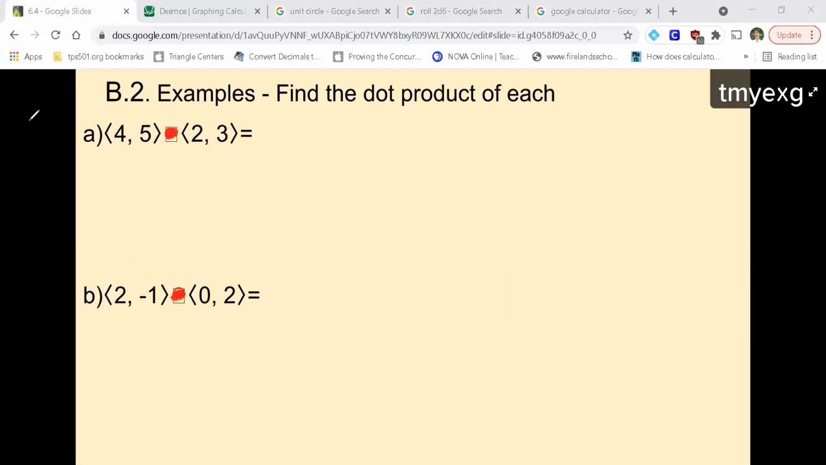All right, so if we want to do u dot v, where u is (4, 5) and v is (2, 3), that's pretty easy. We're going to multiply the first components together, 4 times 2, and the second components together, 5 times 3. And then we're going to add those two products. So that'd be 8 plus 15, or 23. Again, notice how the final answer is just a single number. It's not a vector anymore.